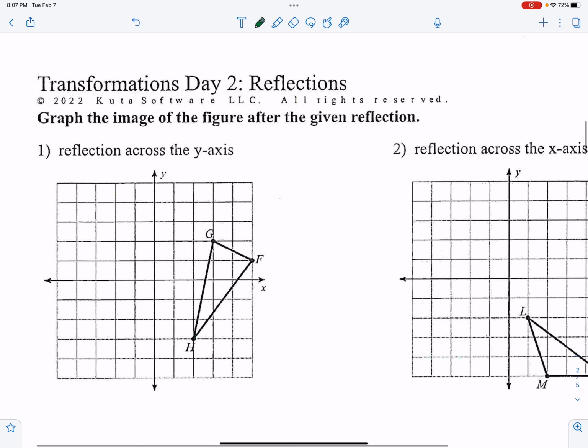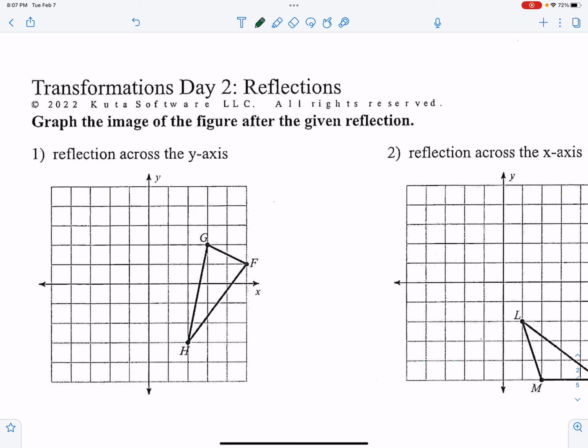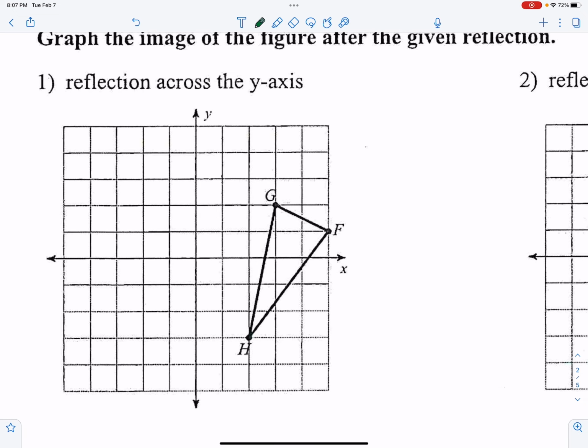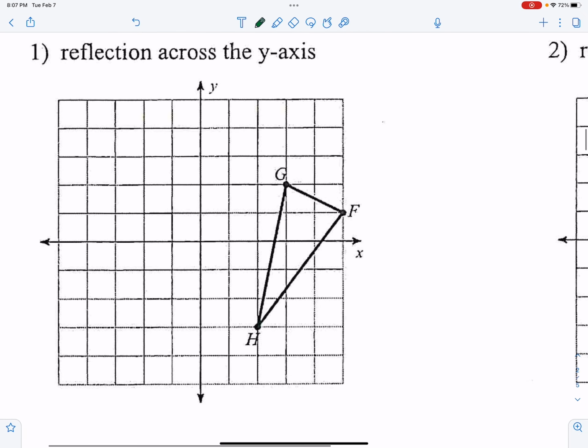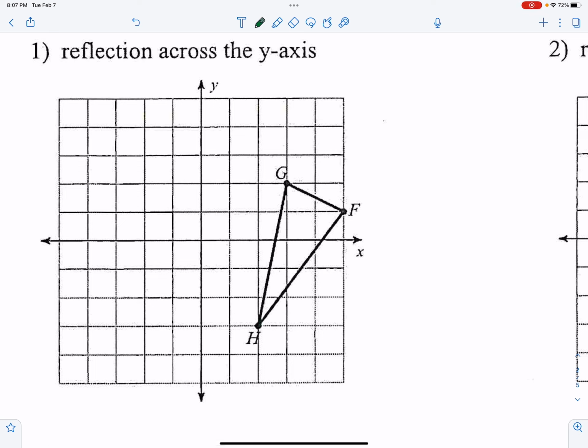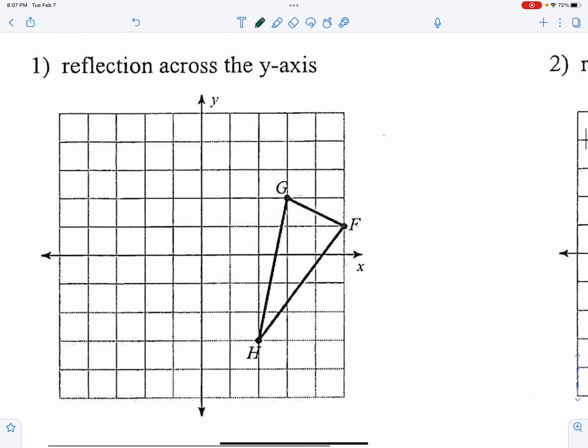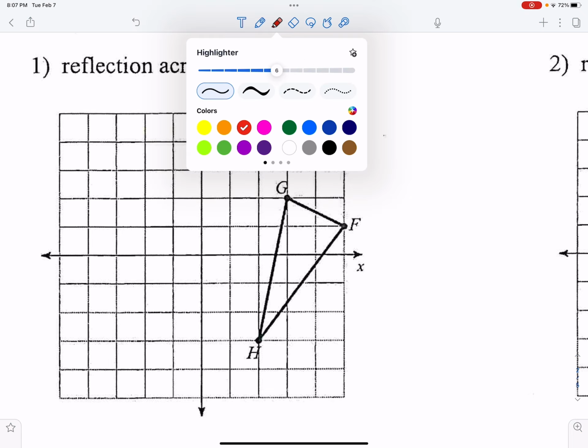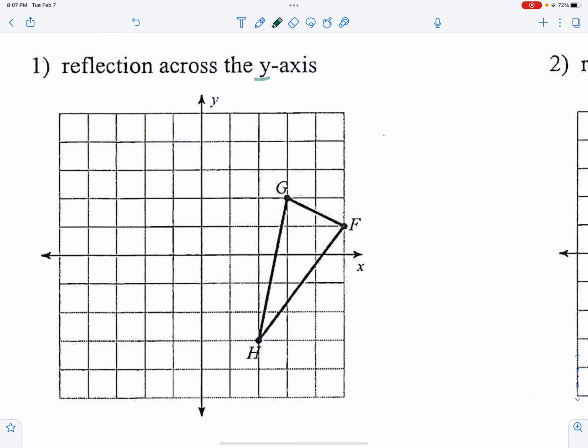So, reflections, you just want to think about what things look like in a mirror, how things are flipped around. So we're going to do a couple together here, and then I'll let you try some on your own. So, reflection across the y-axis. We're going to take this figure here, and we're going to reflect it across the y-axis. This part's important. This tells us where our mirror is.